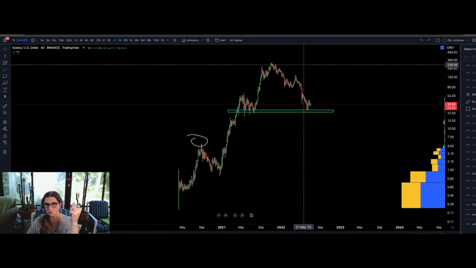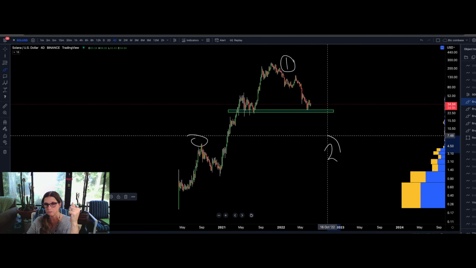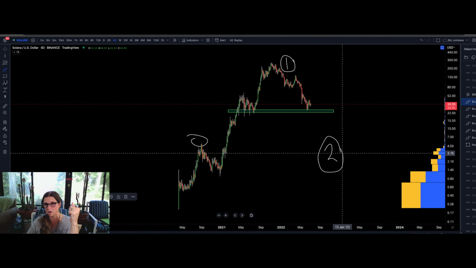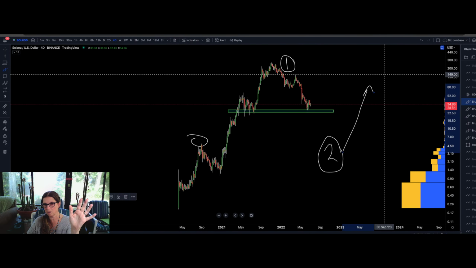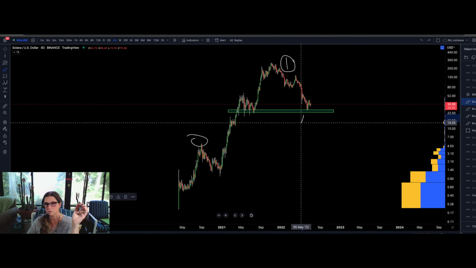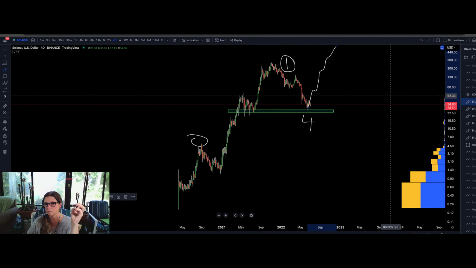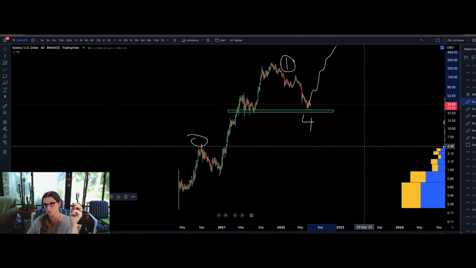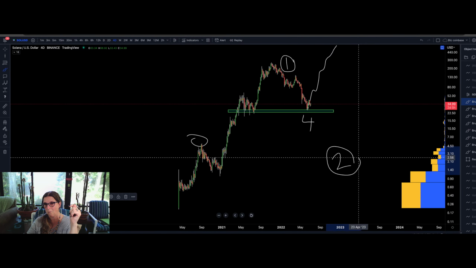Would we rather have a 1 and a 2? And then this third wave to come is going to be the bull run of all time, like we've never seen ever yet in crypto? Or do we want this to be a 4? And all we get is a 5th that breaks this high? I want the 2. I want the buy-in of the century.